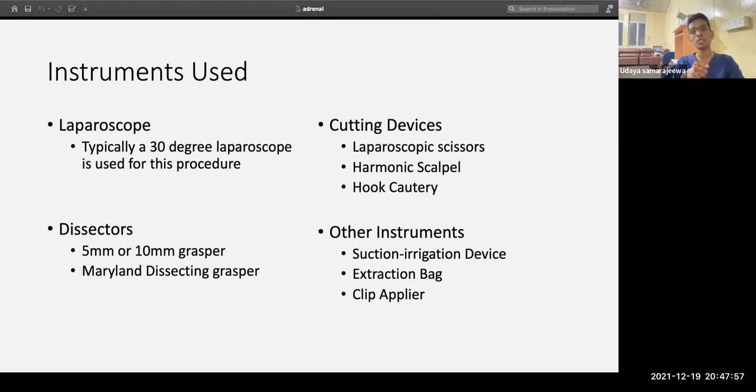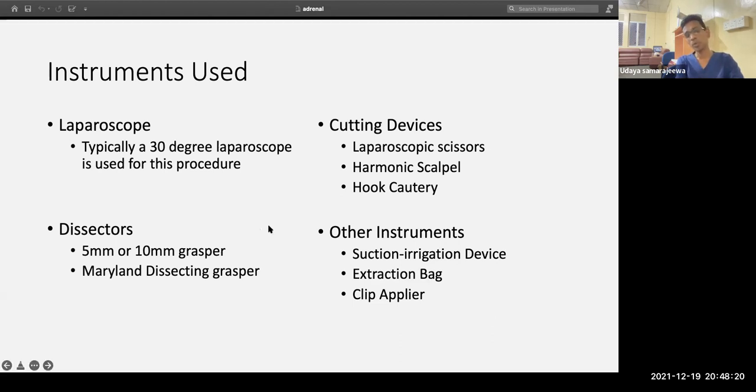And also an energy device. I use the ligature most of the time, but you can use even the harmonic for the surgery. And then the other things like the clip applicator, or even the Hem-o-lok polymer clip applicator, and also the suction and other instruments.